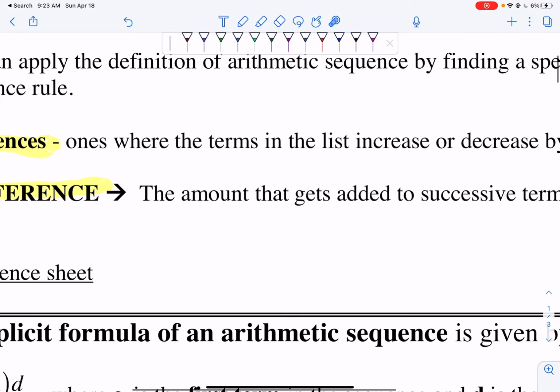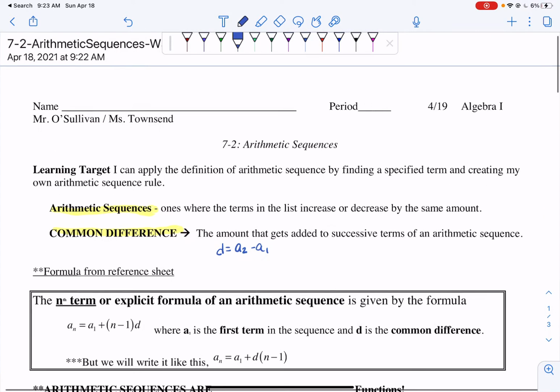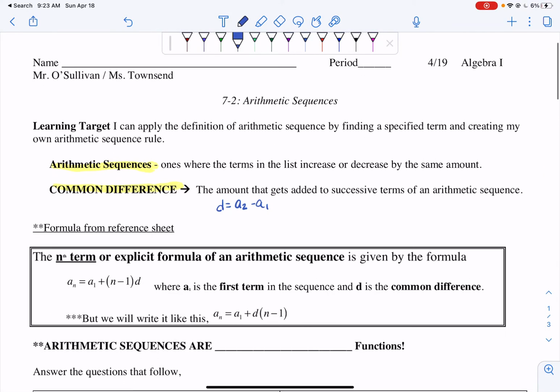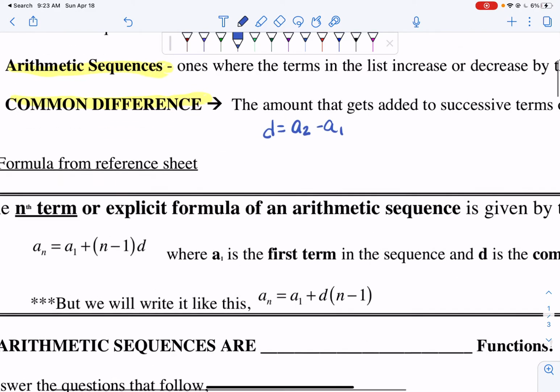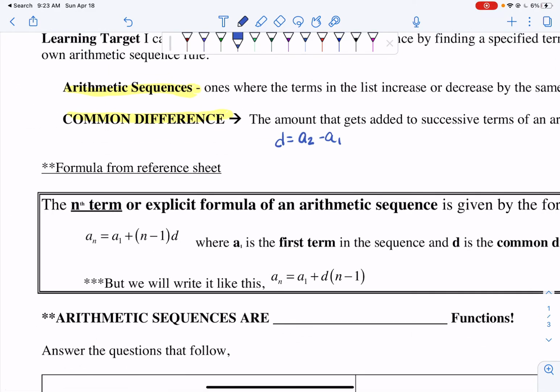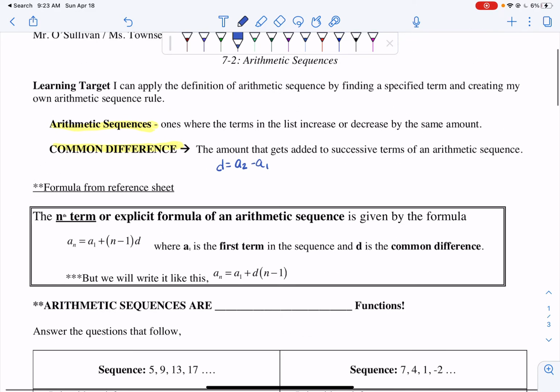If you're struggling with finding your common difference, just use this rule: difference equals a sub 2 minus a sub 1. That is going to work for every single case, as long as your sequence is arithmetic. Now you're probably wondering, do I have to memorize my arithmetic sequence rule? No, not at all. The formula is actually provided for you on your reference sheet. You just have to learn how to apply it and find your own rule.